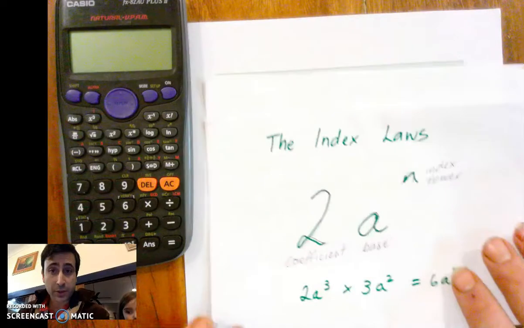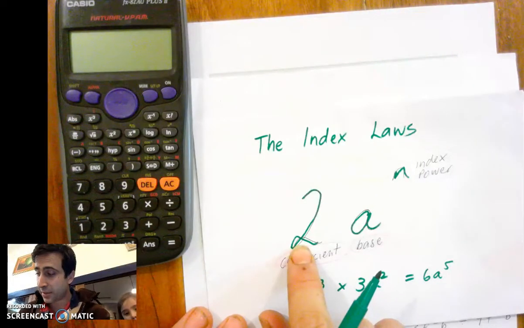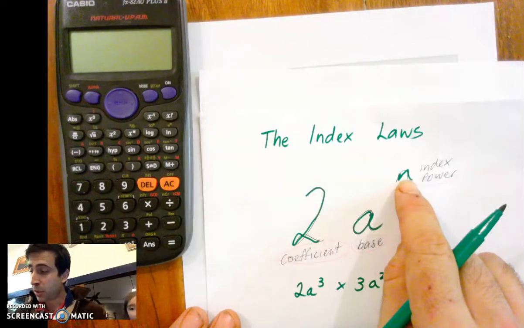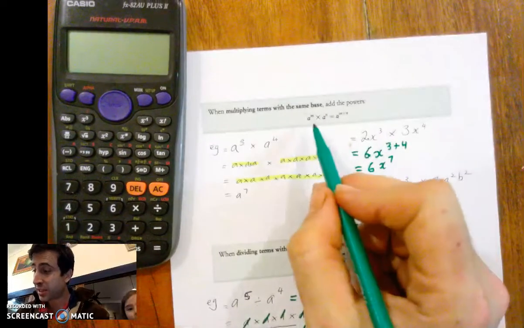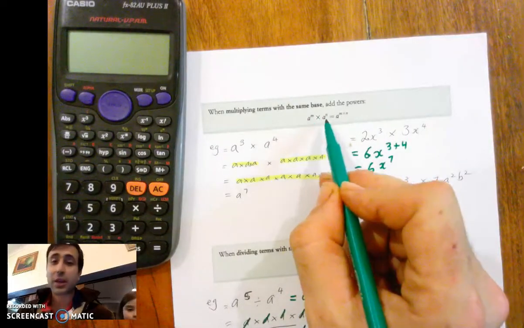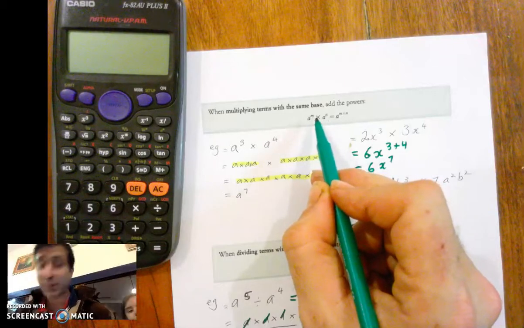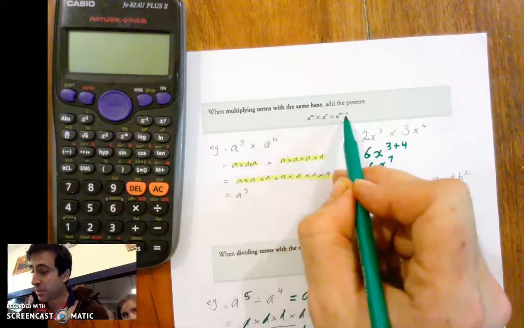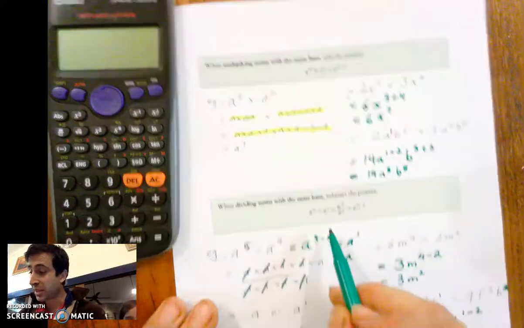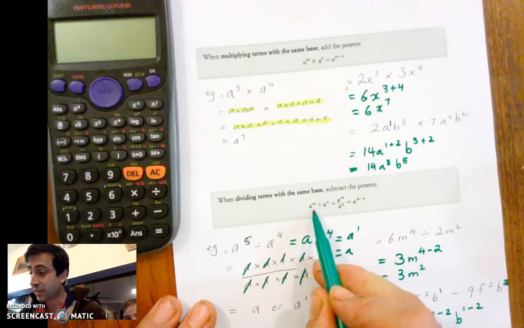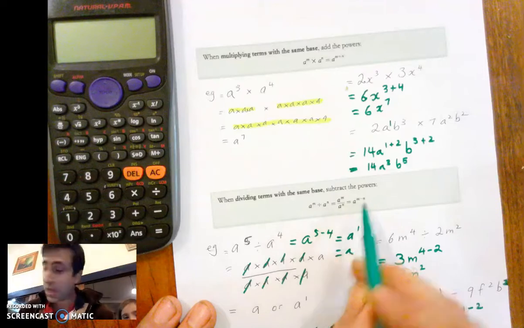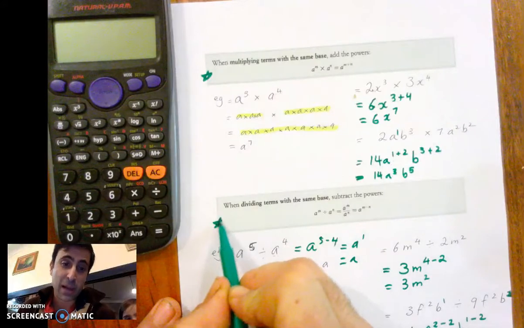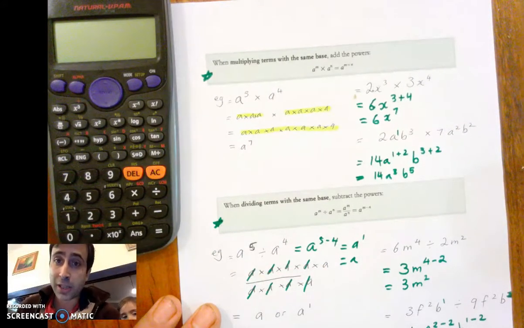This is our coefficient, this is our base, and this is our power. And when we use our index laws, when we multiply two terms with the same base, all we do is add the indices. And when we divide two terms with the same base, all we do is subtract the indices. These are very important and very, very worth copying down and making big and fat in your textbook books.